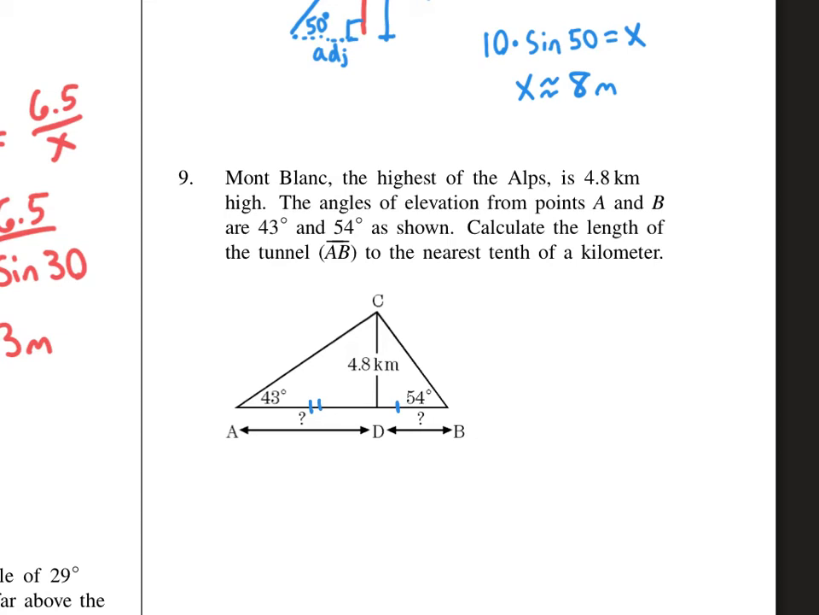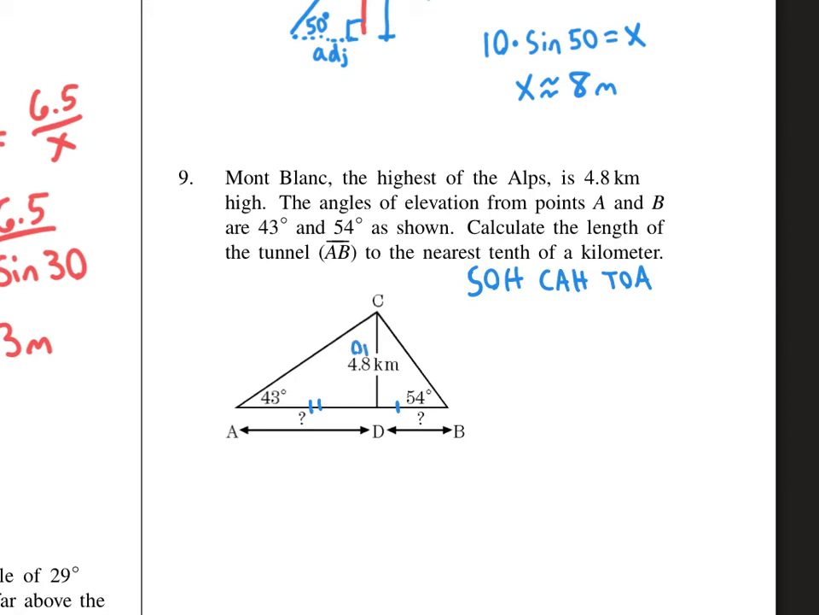So I'm not going to do this normal stuff. 4.8 is always going to be the opposite. It's opposite the 43 degrees in one triangle. It's opposite the 54 degrees in the other triangle. And we're always looking for the adjacent. So finally, we're not using sine. I guess I'll write it. SOH CAH TOA.